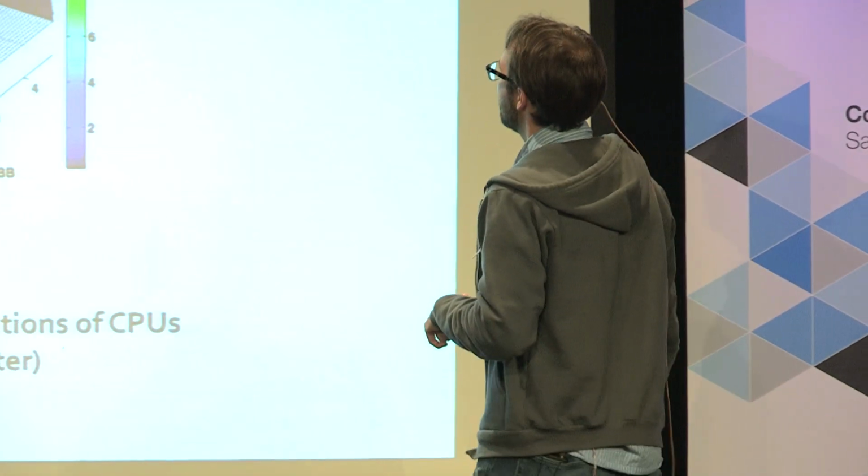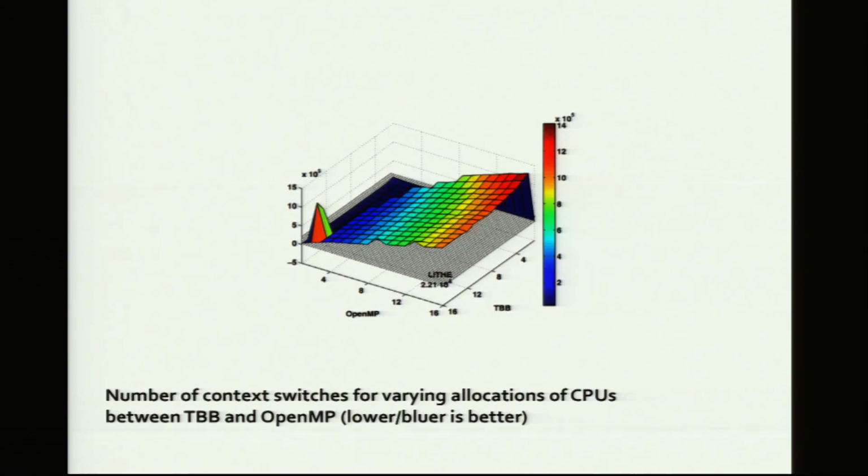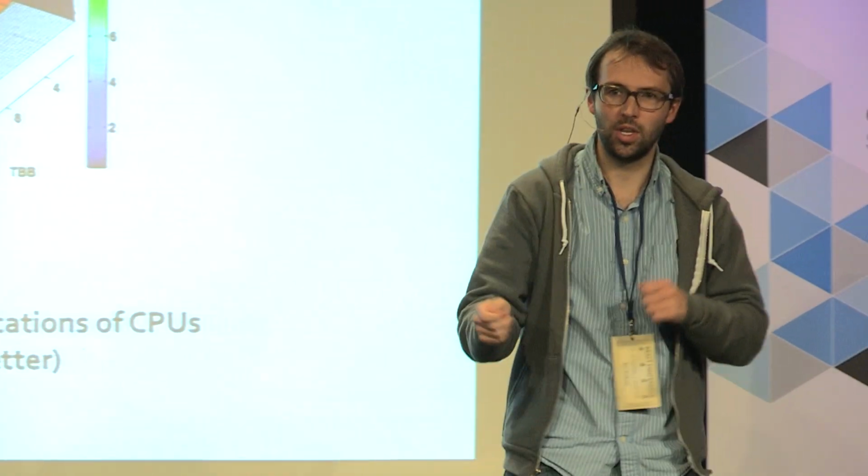What's interesting here is that the number of context switches, when you get into some of these oversubscribed territories, is an order of magnitude greater than the number of context switches when you dynamically allocate the resources between the two. Okay, so I hope you found this interesting. This, to me, is exactly the kind of area that we want to focus on when it comes to elasticity.